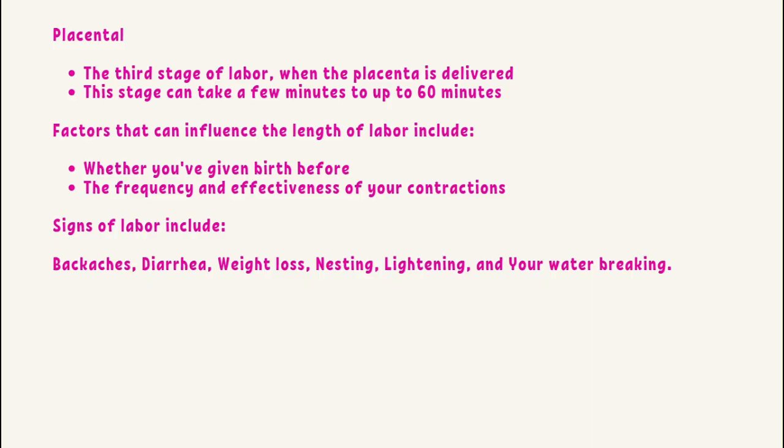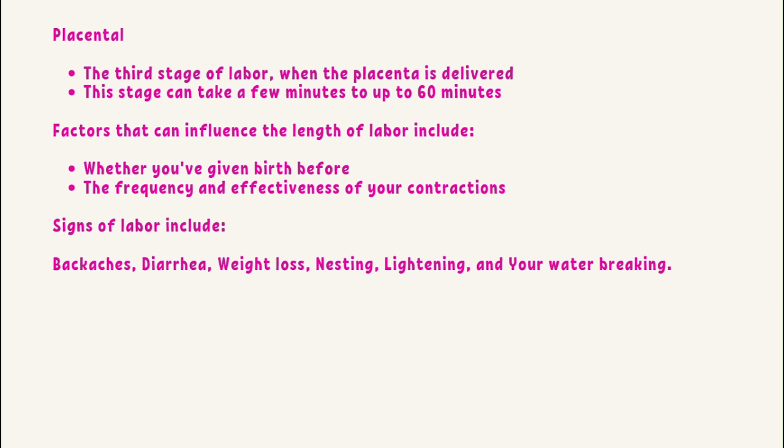So the placenta, which is the third stage of labor when the placenta is delivered, this stage can take a few minutes or up to 60 minutes. So basically that is when they push out the baby and then they go and cut the umbilical cord, but let me pronounce it properly. They cut the cord and all that stuff, and boom, we have a brand new baby. So that's the last stage.